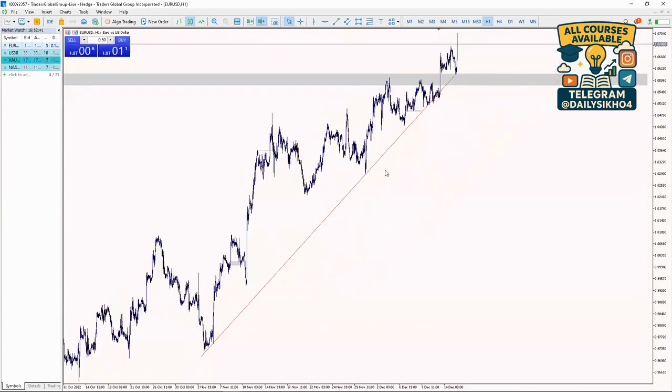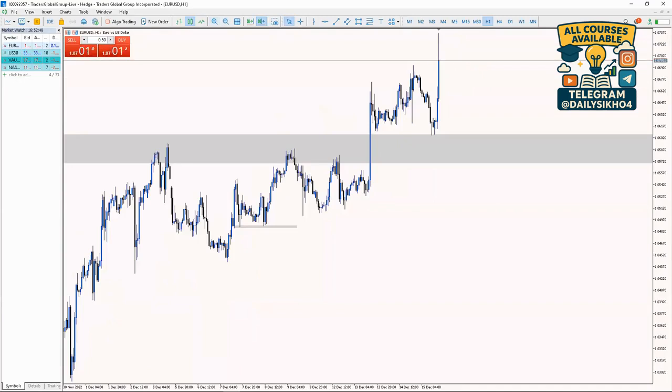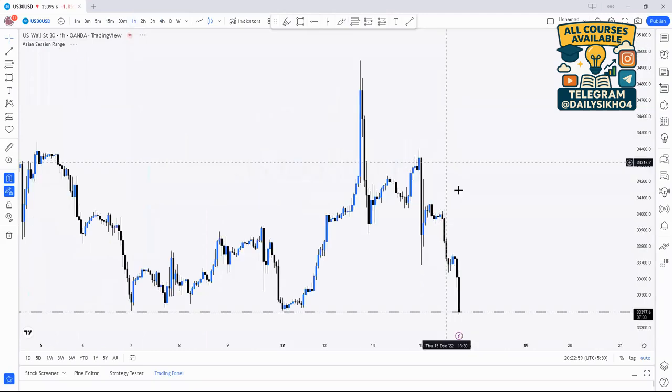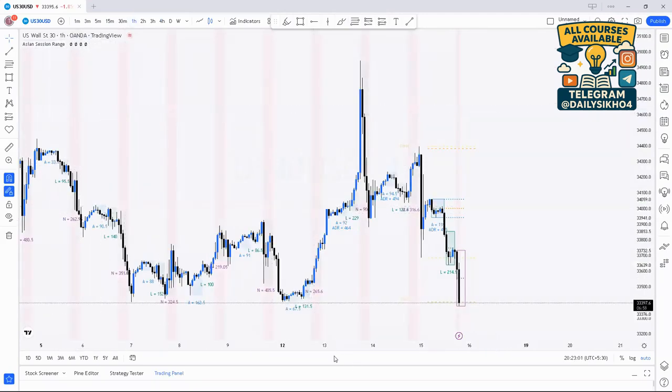So that's the reason why I switched to US 30, because the movements are very clear. Plus, it is very stable, bro. I'll tell you one thing. That day also I spoke about this, I assume. Look at the chart of US 30, and look at the session. Whenever the session is, you see this pink line in here.